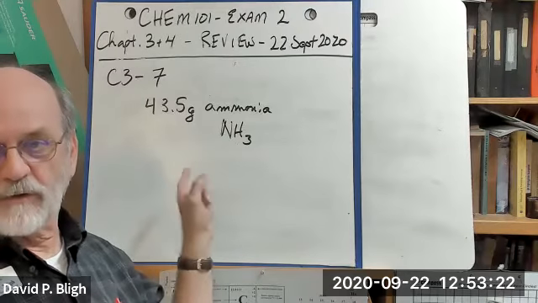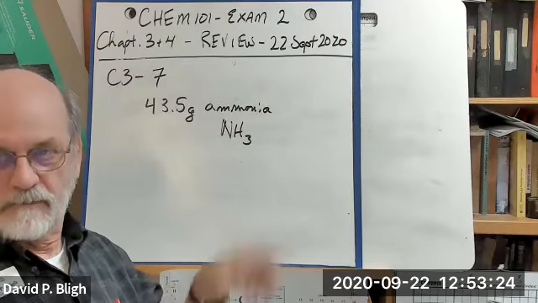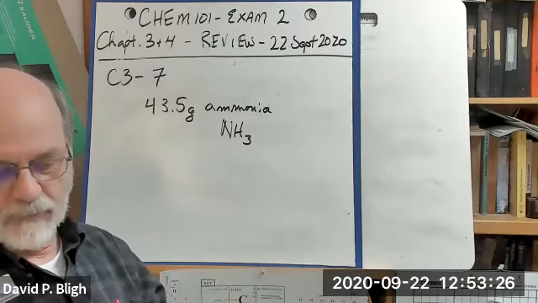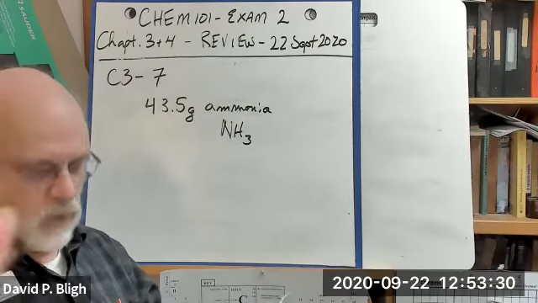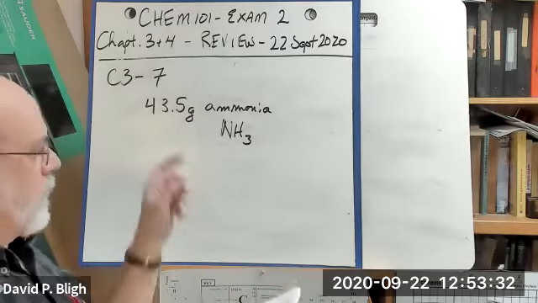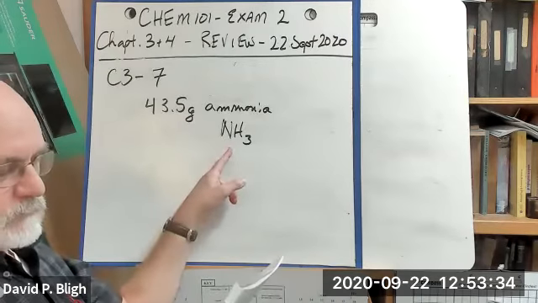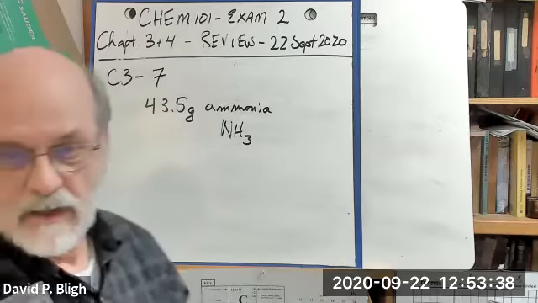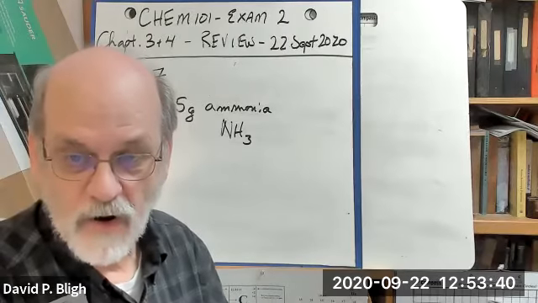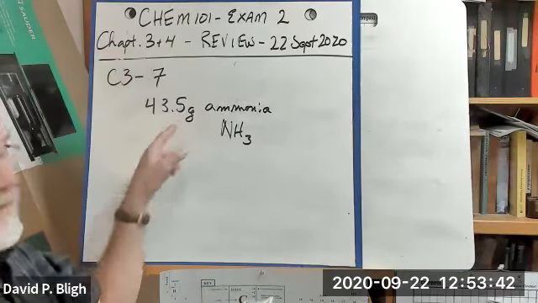What is the formula for ammonia? Just open your book, look it up, and then go on your merry way. Why do we need to know that? Because the question is how many molecules are in this sample. And you can't tell how many molecules there are unless you know the molar mass of the sample.